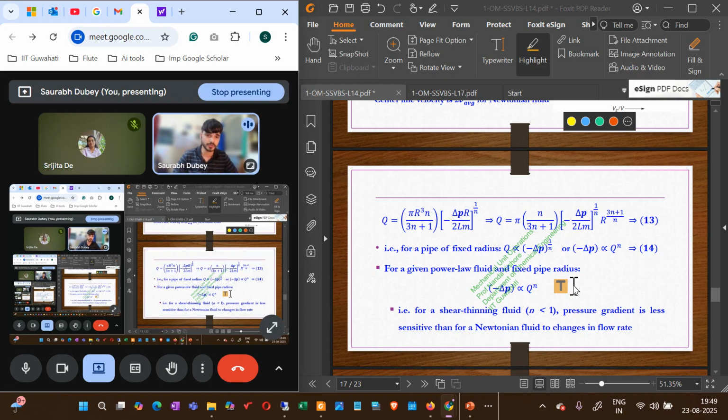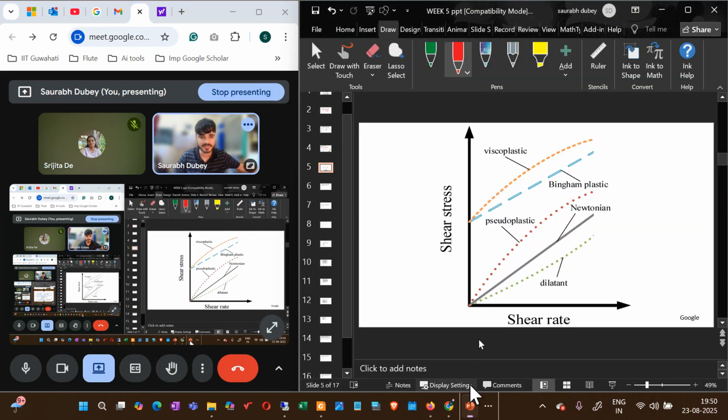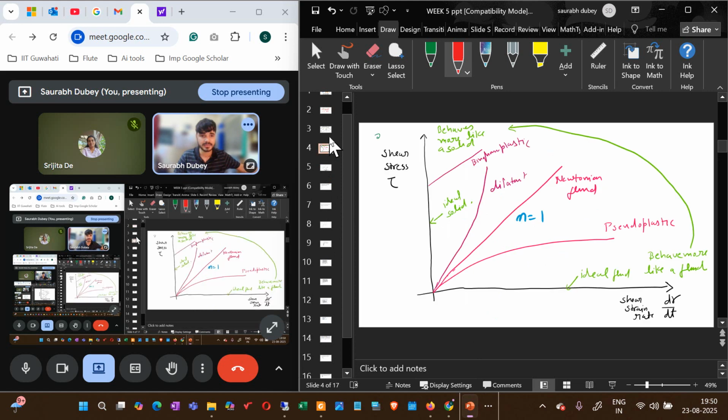Once you have the shear stress versus shear strain data that you got, you fitted it for what range of shear rate your data is. For example, if you see this particular diagram, suppose here you have 10 second inverse, and here 100 second inverse, right?